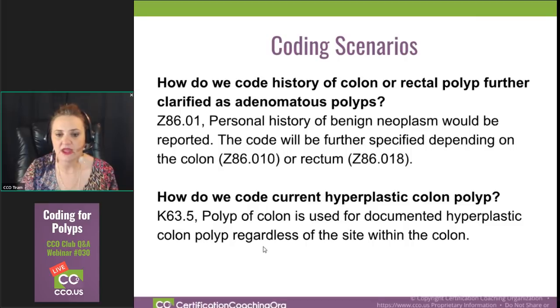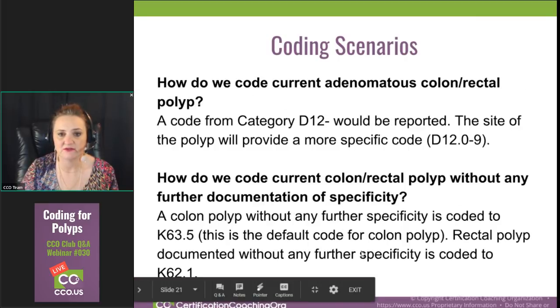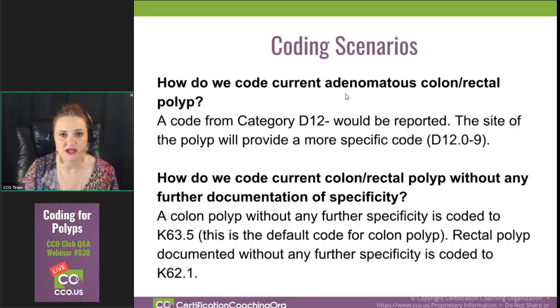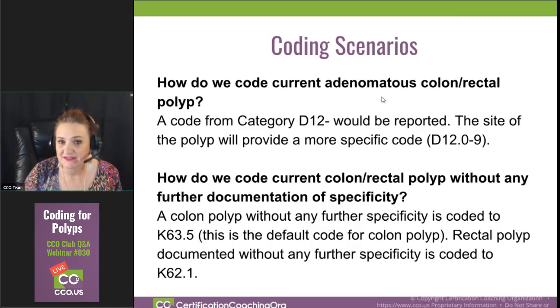Whereas if it is not hyperplastic, then it's going to be a D code, right? That would be a D12 code, and it's telling you it would be D12.0 through 9 because it's documented by site of the colon, right? This is a neoplasm. Hyperplastic is not a neoplasm.